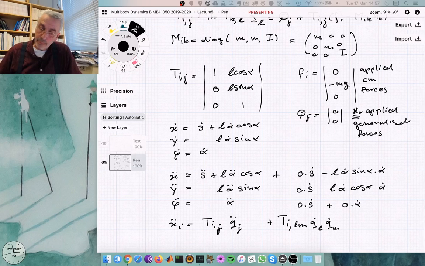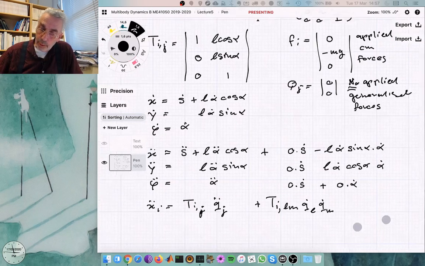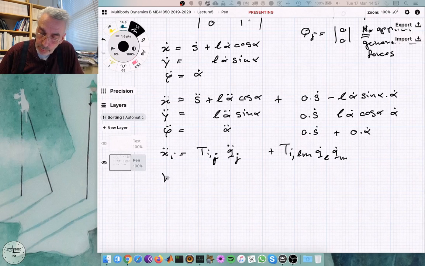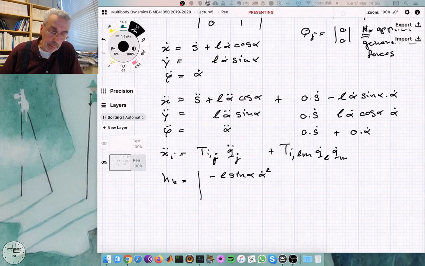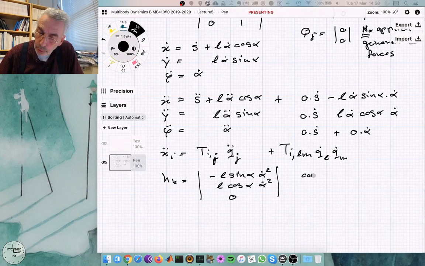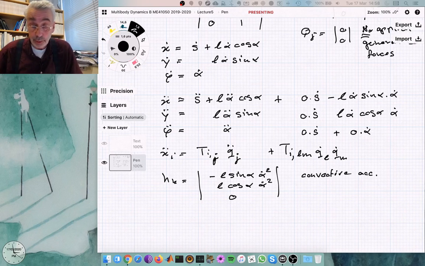So then these HK, by definition, are now these terms, which just degenerate to the simple term minus L sine alpha alpha dot squared, then plus L cosine alpha alpha dot squared and a 0. And here you see the point I make, these are convective accelerations. And in our case, we will see later on that these are actually the centrifugal ones.